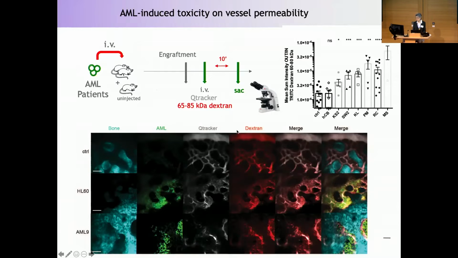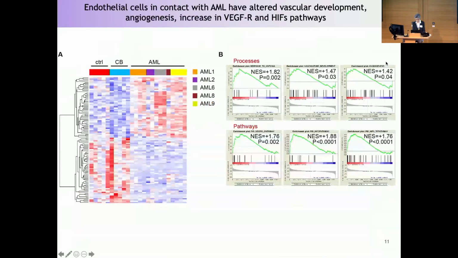And she essentially did more analysis to quantify the leakiness that we were seeing. This is the normal. You see a very nice structure of the blood vessel. And when there's leukemia, with a cell line or patient sample, you see that the contrasting agent is pooling out of the vessel, showing that the vessels are leaky.